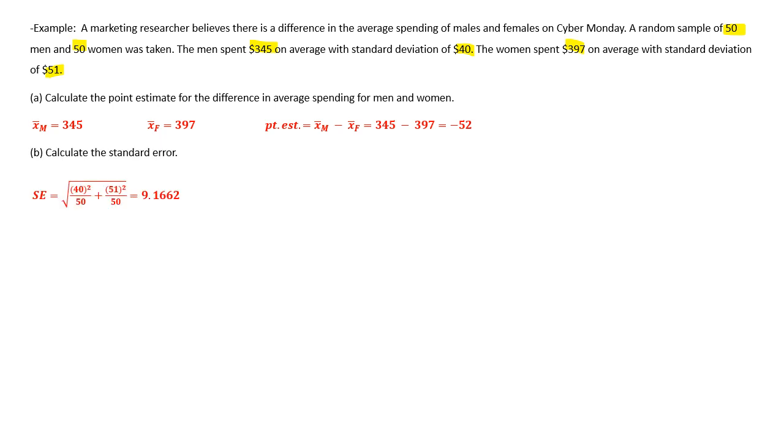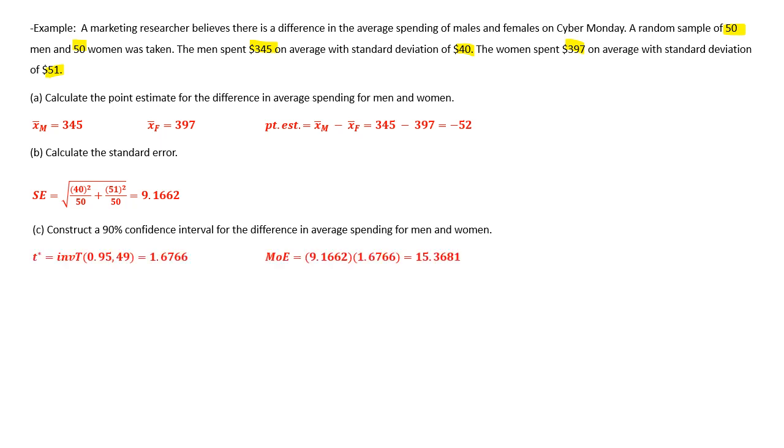Calculate the standard error. I gave you the formula back on the other slide, and there's the standard error formula. So for a 90% confidence interval, we don't know what the multiplier would be because we're using t's in the case of using means. So we do inverse t, 0.95, 49 is our degrees of freedom, and we get a t star of 1.6766. We get a margin of error of 15.3681. We add and subtract that from our point estimate, and we get negative 67.37 and negative 36.63.